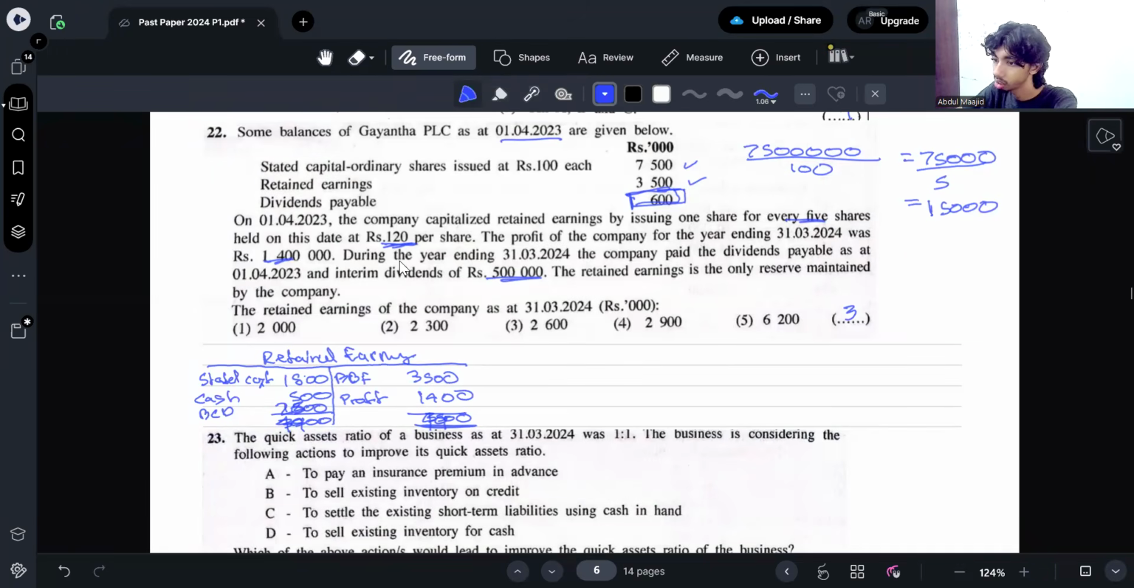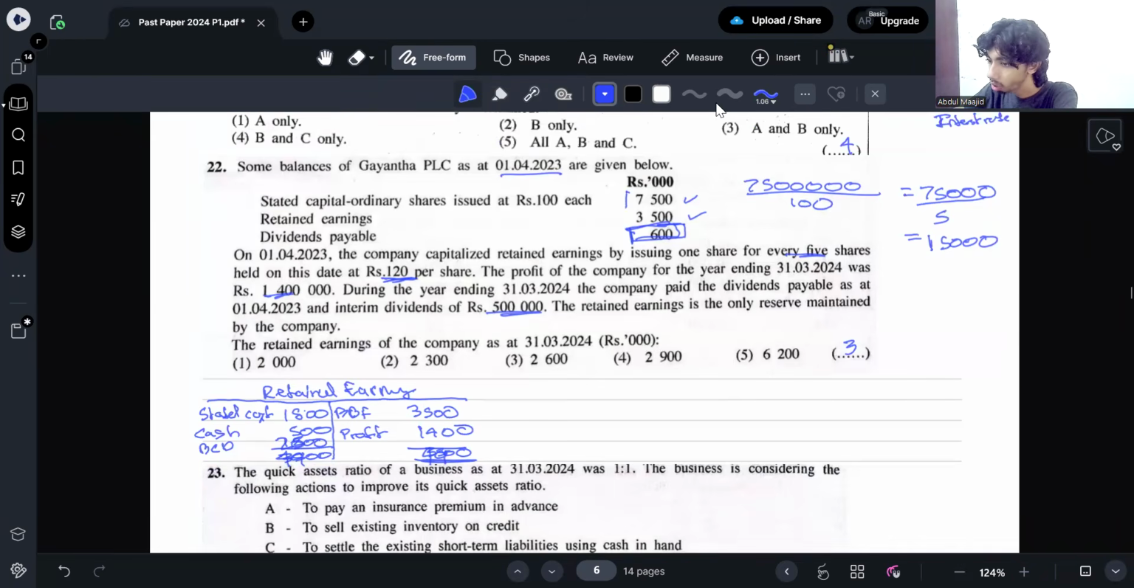Okay. So Artika, how did I get those shares? Now see here. We have shares worth 7,500,000 in total, right? One share is worth 100 rupees. Then how many shares do they have in total? They have 75,000 shares.